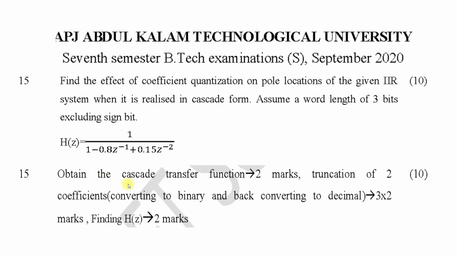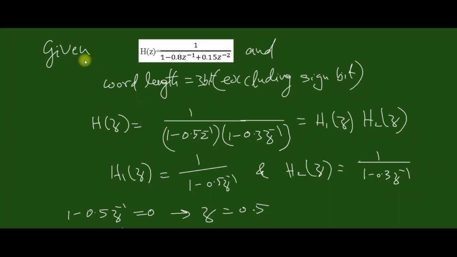And the scheme of valuation is: obtain the cascade transfer function, 2 marks; then truncation of coefficients, 3 into 2 marks; and finding H(z), 2 marks. So it's a 10 marks question. Actually it is a simple question. Now let us solve this problem. So given H(z) equal to this value and the word length equal to 3 bits excluding the sign bit.